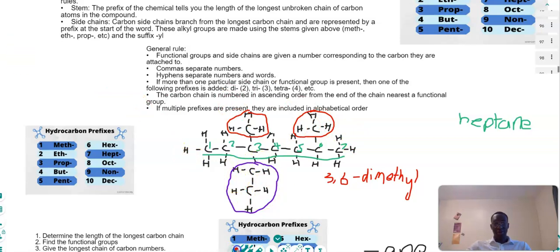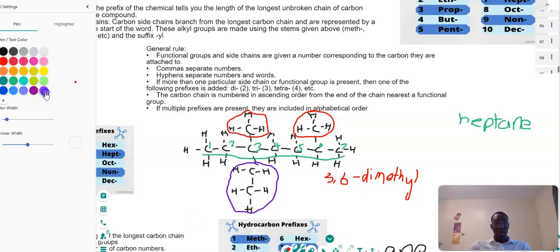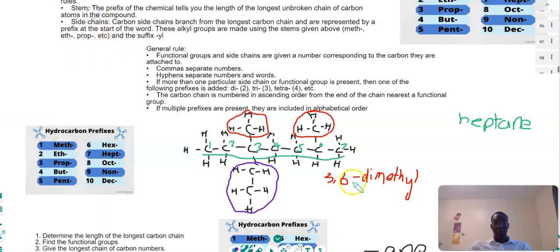With our ethyl, again, we just have one ethyl, so we can just say eth. We've got just one ethyl, and its position is again on carbon 3. So I can just say 3, since I've just got one ethyl. Now we need to put it all together.